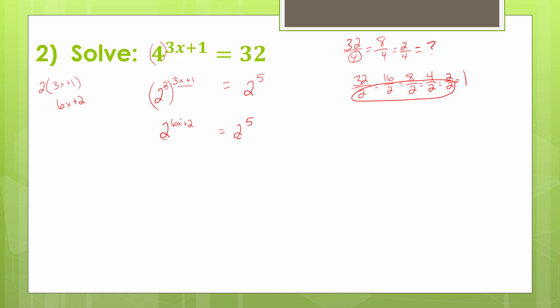Since the bases are identical, we can set the powers equal. 6x plus 2 is equal to 5. And at this point, it's a two-step equation. You shouldn't need a review of this, so we'll solve that real quick. 6x is equal to 3. Divide both sides by 6. And x is equal to 1/2.